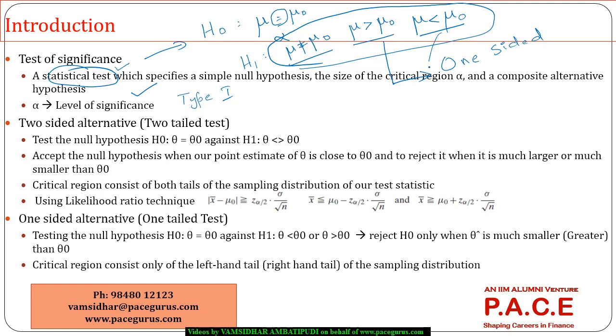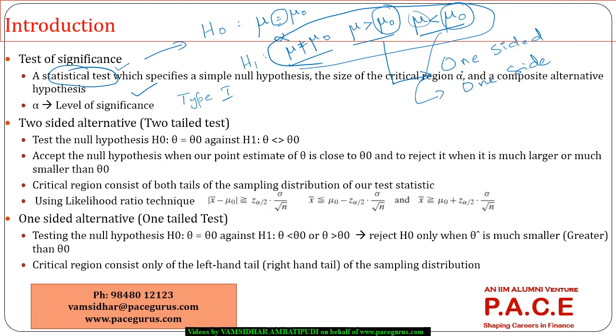Similarly, mu is less than mu naught. It is also one-sided. The alternate hypothesis is all those values which are less than mu naught. For the alternate mu greater than mu naught, I will reject the null hypothesis only on the higher side of mu naught. I will not reject the null hypothesis when it is lesser than mu naught at all, by whatever extent, when I am setting my alternative as mu greater than mu naught.